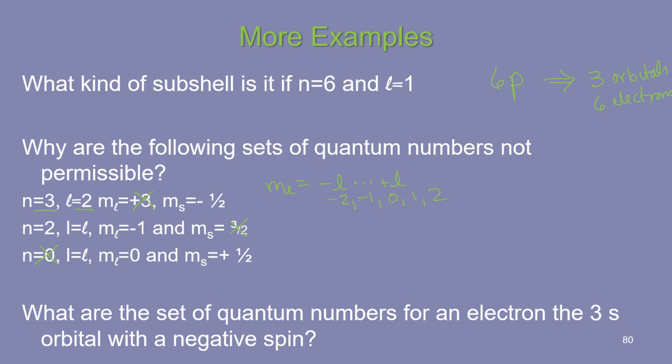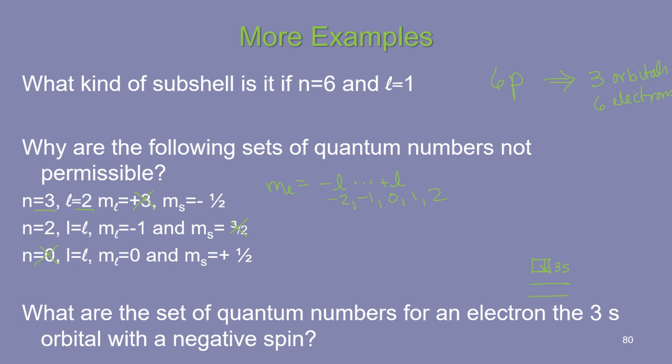Finally, what is the set of quantum numbers for an electron in the 3s orbital with a negative spin? In other words, I want to find the 4 quantum numbers that represent this electron. So let me kind of draw it. Well, I'm in the 3s. I'm in the first shell, the second shell. Now I'm in the third shell. This is the 3s subshell. How many orbitals are in a 3s subshell? There's only ever 1 orbital in the 3s subshell, and I'm talking about the negative spin.